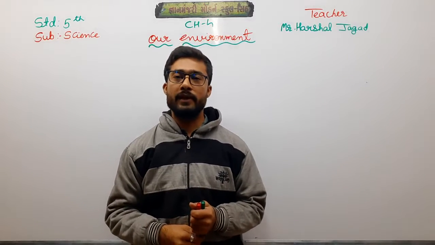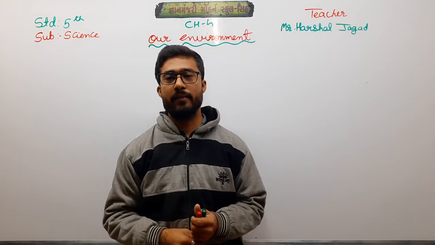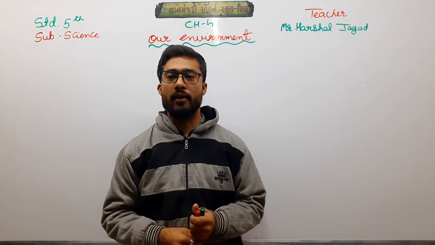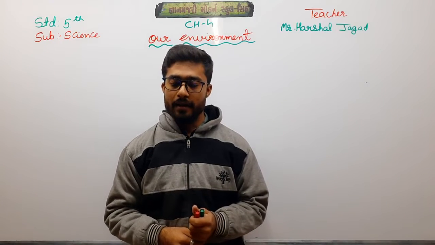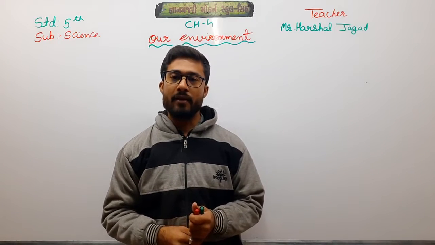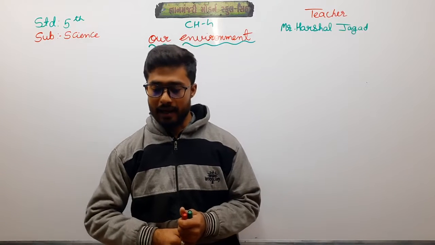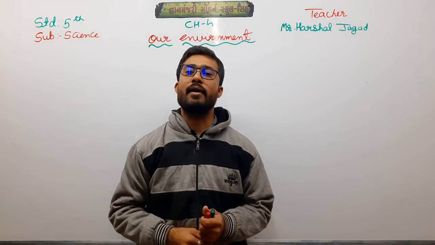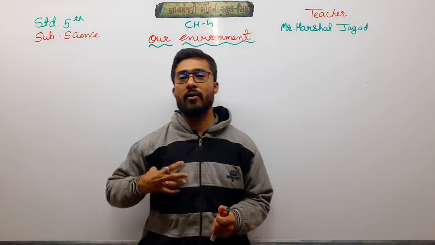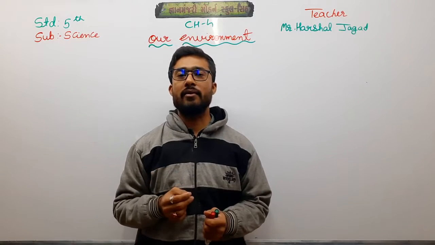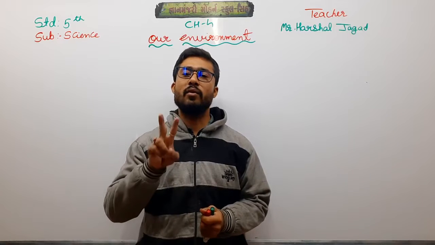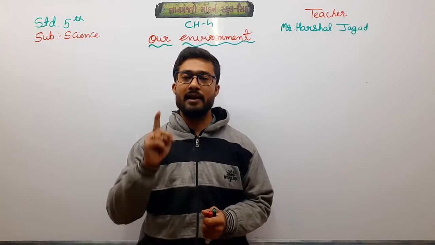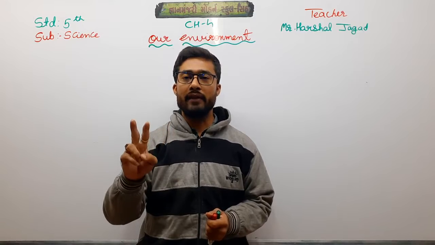So in the previous video we have just started the new chapter, chapter number 4, our environment. Here in environment, what is environment? First of all we have seen that everything that surrounds us is known as our environment. In that there are two types of components, living components and non-living components.